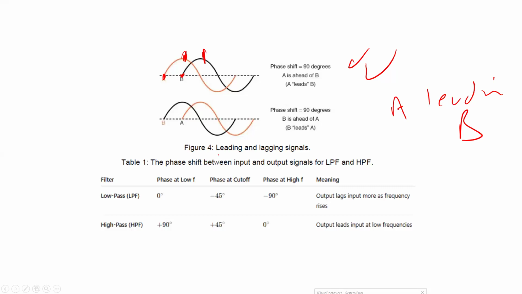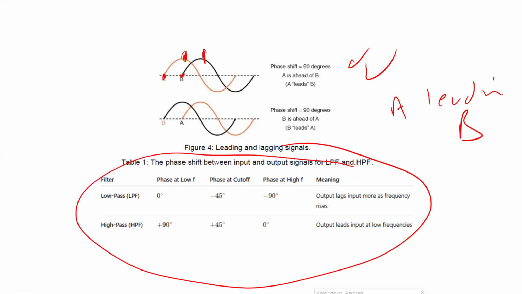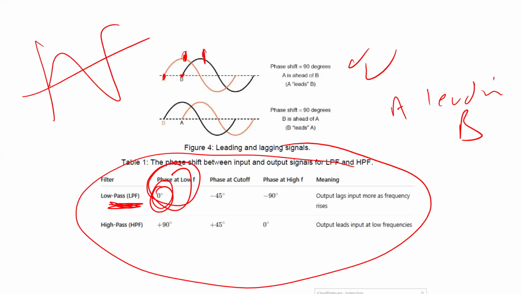So in the coming labs, you have to watch for these values, as I told you. In the case of a low pass filter, at small frequencies, you need to find the relation between output and input, which is 0. That means you should see they are in phase. Then at cutoff it should be 45, and at very high frequency it should be negative 90. Here the output lags. It's the same thing as saying the input leads. Output lags means input leads.